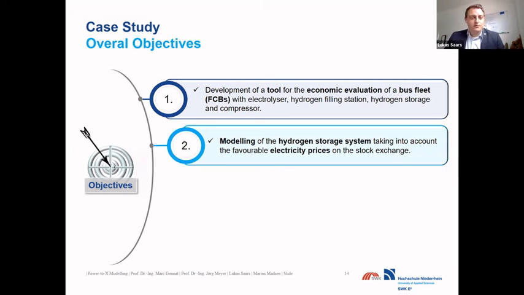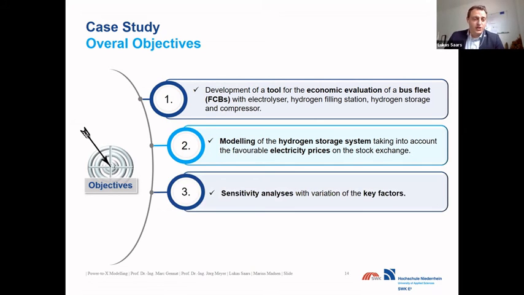And second, the modeling of the hydrogen storage system, taking into account the favorable electricity prices on the stock exchange. At this point, the exchange electricity prices from 2019 were used to calculate the potential from favorable spot market prices. The potentials are increased by a larger hydrogen storage. However, this is associated with high investments, so that is an optimization problem. But we will take a look at this later on other slides.